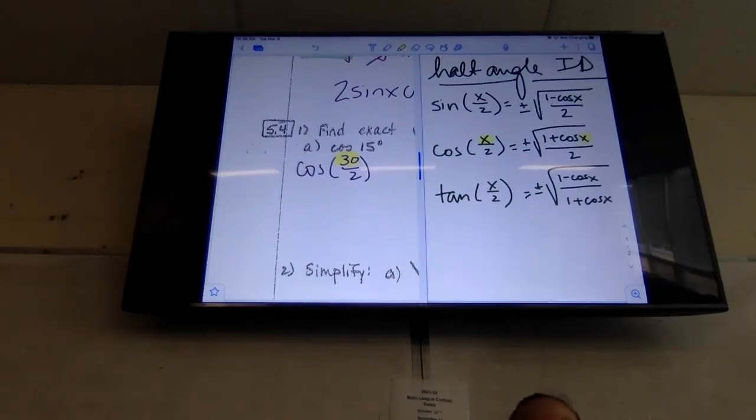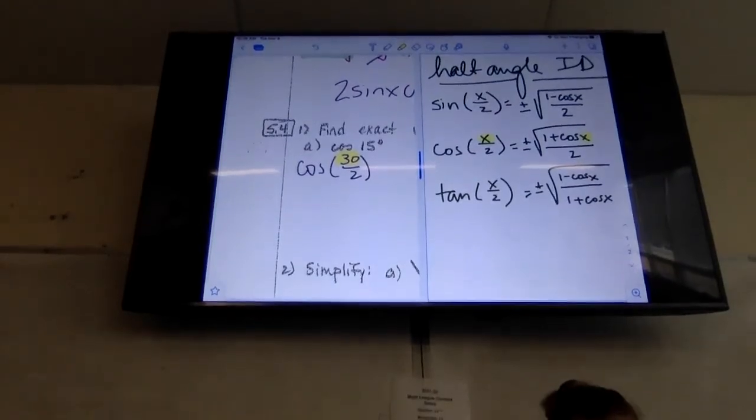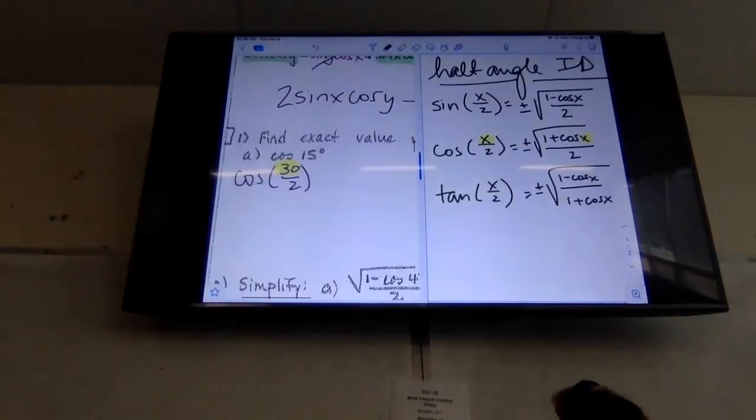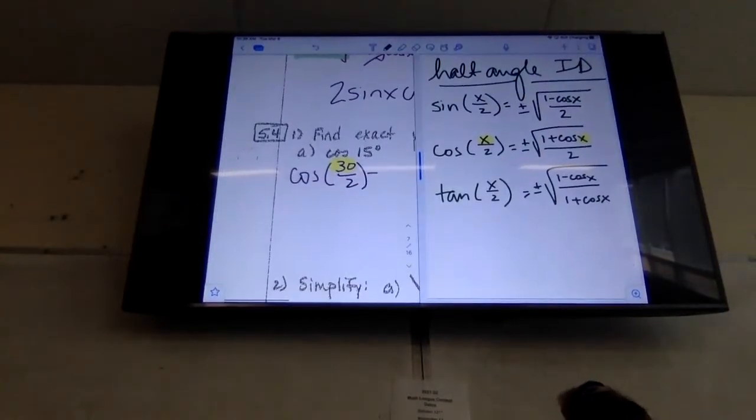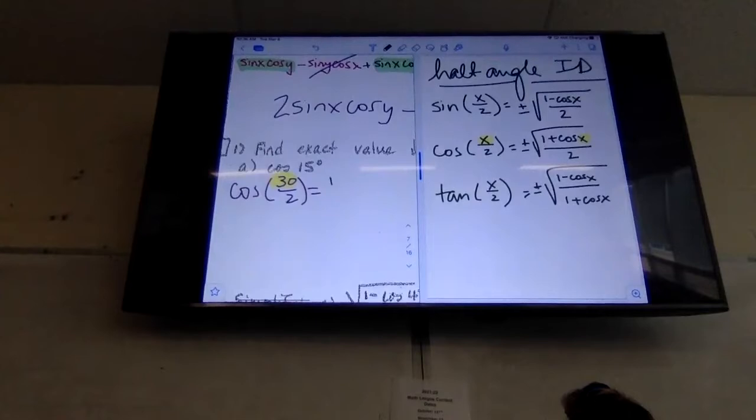So I'm going to use the identity I just taught you. I'm going to write this as cosine of 30 divided by 2 equals plus or minus the square root of 1 plus cosine of 30, all divided by 2.